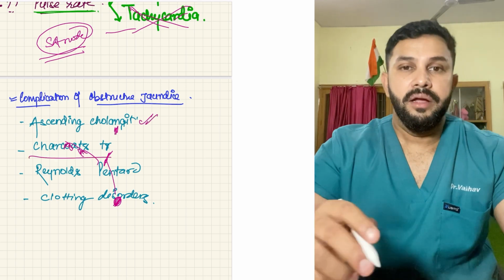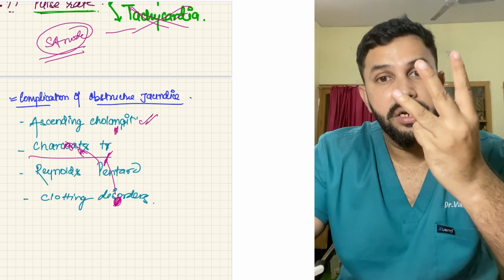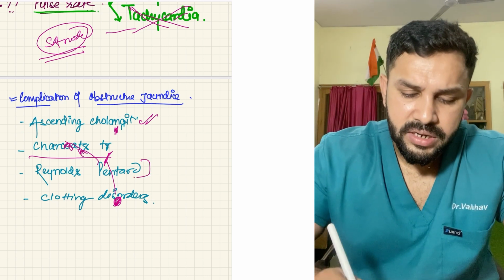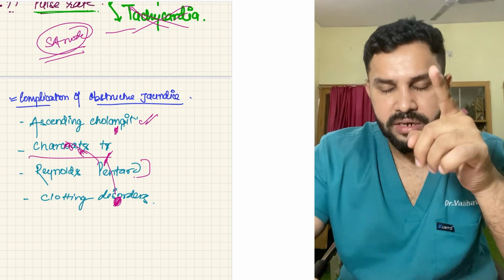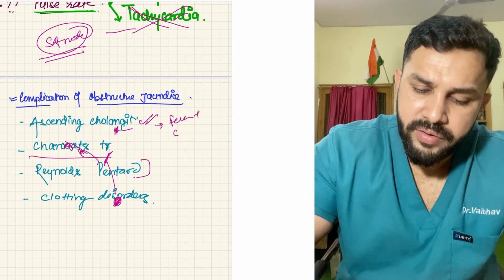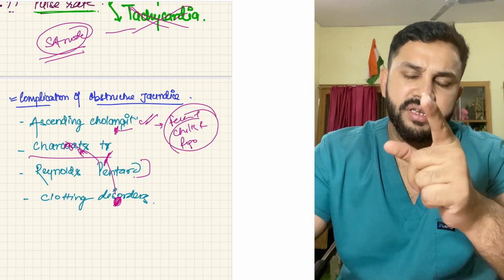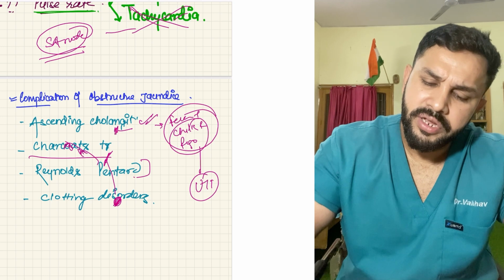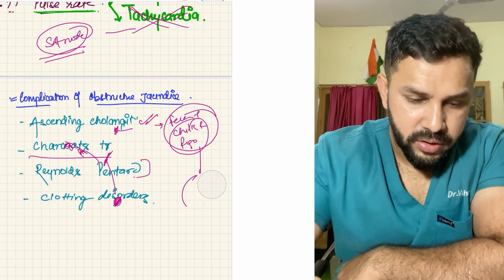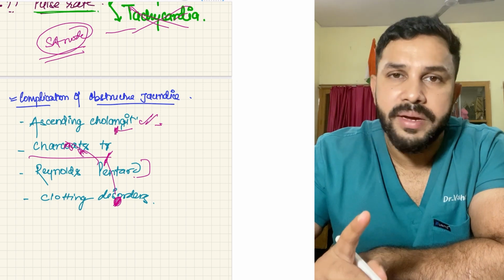What is Charcot's triad? Intermittent pain, intermittent fever, intermittent jaundice. All three are intermittent. You have to remember this. If the patient has cholangitis, you will get fever. In cholangitis, the hallmark is fever plus chills and rigor. This is very important, fever with chills and rigor. Chills and rigor are also seen in UTI. This is the hallmark for this.